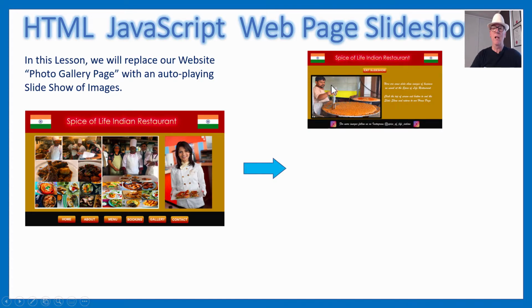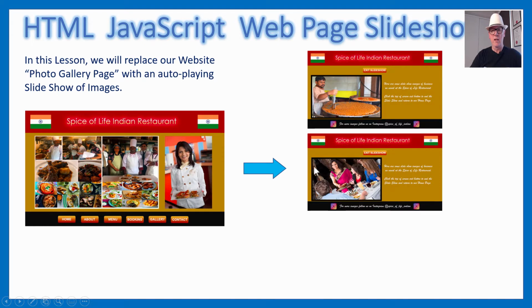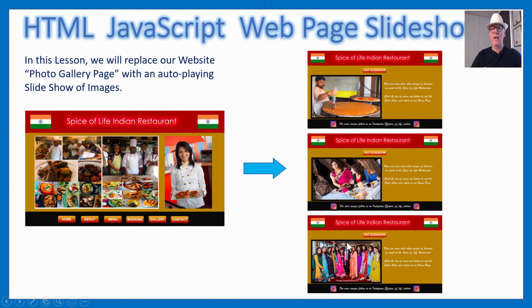So what it does is it runs a slideshow of pictures instead, and then it'll flick to this picture and then to the next picture and so on. So we'll jump across and show you what the finished product will look like when it runs in a web browser.